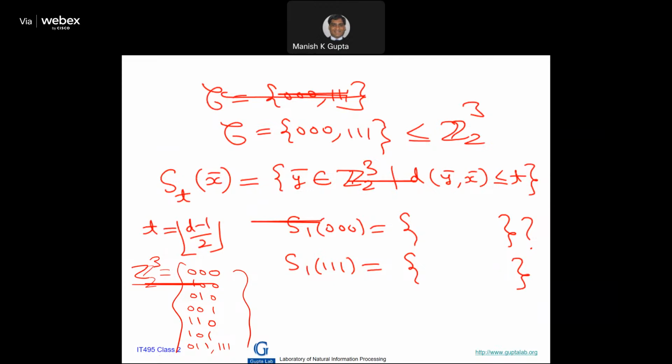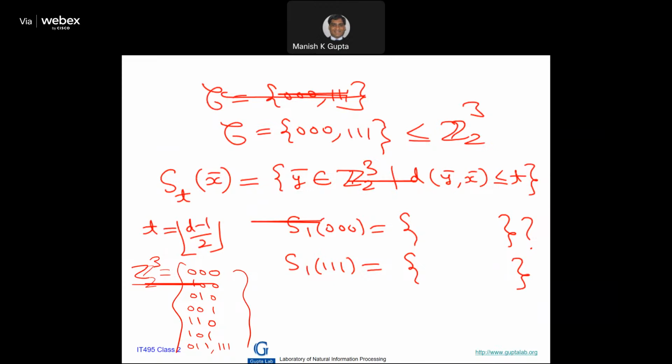So what I am doing, I am taking the subspace C, I am taking a vector x in C, and for each vector I have to do this. Take an arbitrary vector x in C, draw a sphere of radius t, where t is the greatest integer of (d minus 1) by 2. d is the Hamming distance. Okay, and then you see what happens.